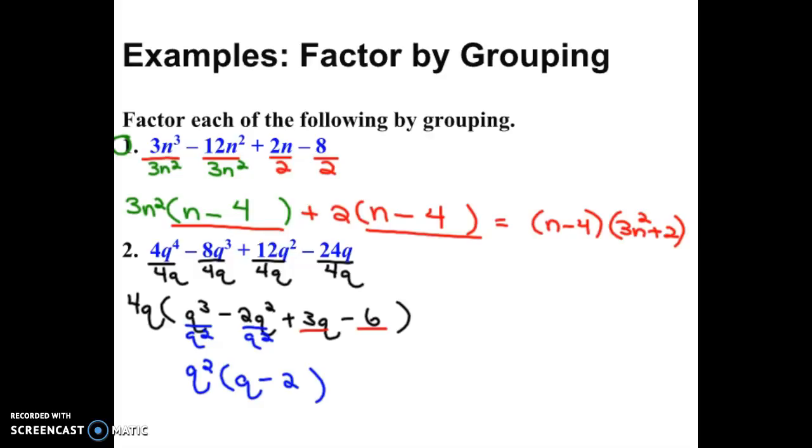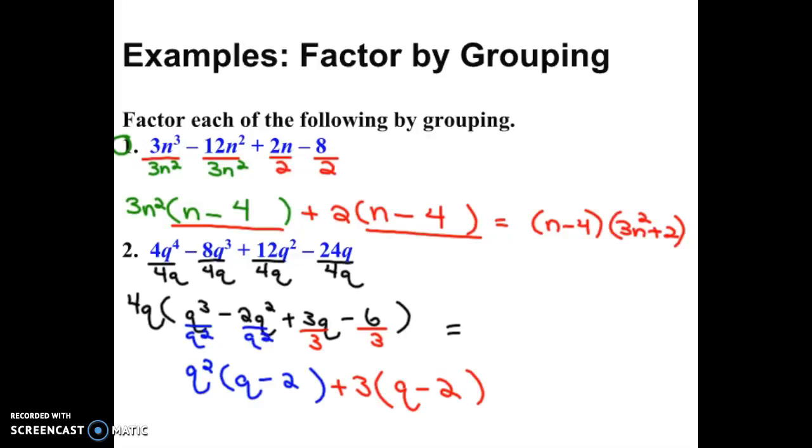So my last two terms, the greatest common factor is positive 3, or 3. So I'm going to take a 3 out. And what you're going to notice when I take a 3 out of both of them, you actually get q minus 2 again. That's an easy way to tell if you're doing it right. If you get the same thing to show up in parentheses when you're using grouping, you're probably doing the problem right. So at the end, I'm going to write my final answer in black right here.